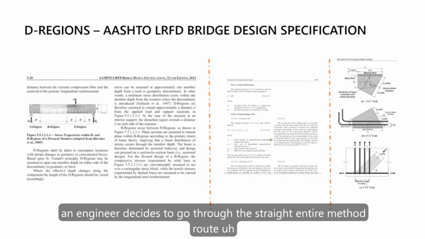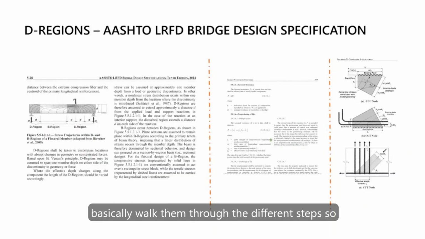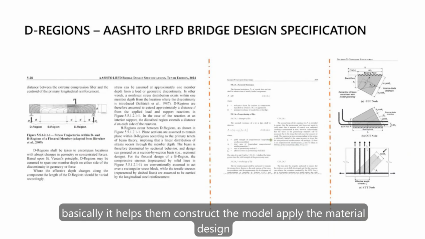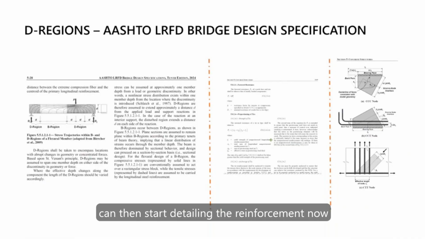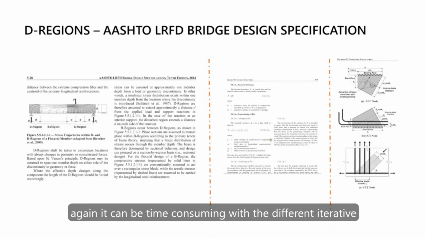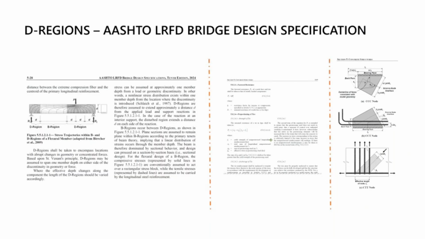So here, if an engineer decides to go the strut and tie method route, AASHTO basically walks them through the different steps. It helps them construct the model, apply the material design and zone factors, and once the forces are calculated, they can then start detailing the reinforcement. Now, this is the traditional path and it works, but again, it can be time consuming with the iterative approach of trying to find the right iteration.